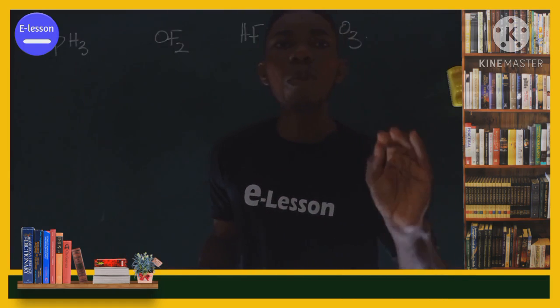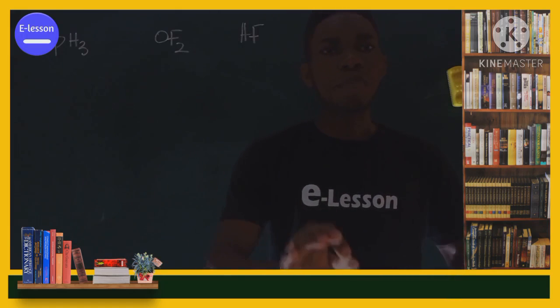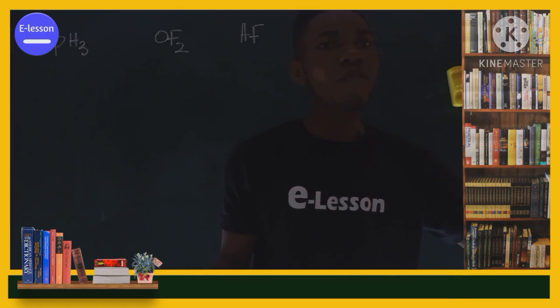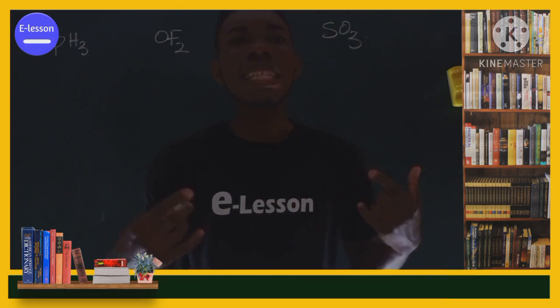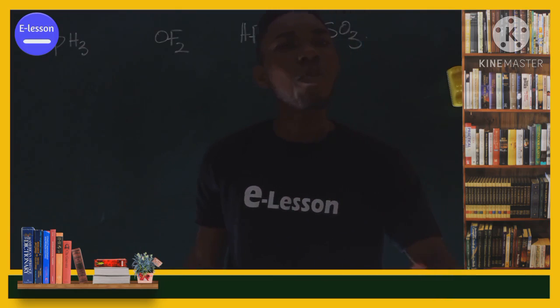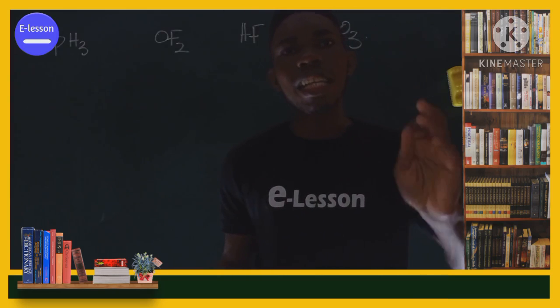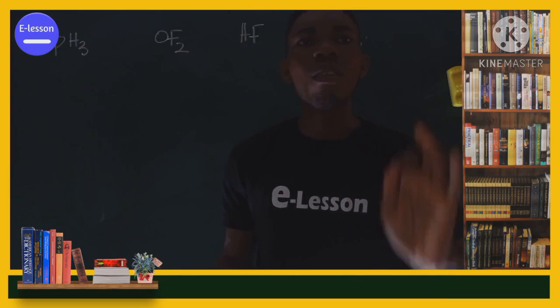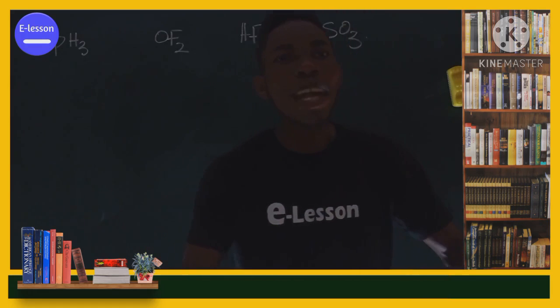Now, for a molecule to be polar, it must have a dipole moment. That means it must have a site of a positive charge and a negative charge. Now, this is brought about by the electronegativity of the atom. Whenever two atoms with large electronegativity difference are placed together, there is always a dipole moment that is formed. And when the dipole moment is formed, such a molecule is polar. But that is not the only condition that must be satisfied for a molecule to be polar.